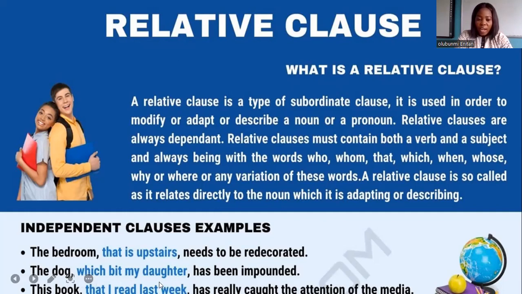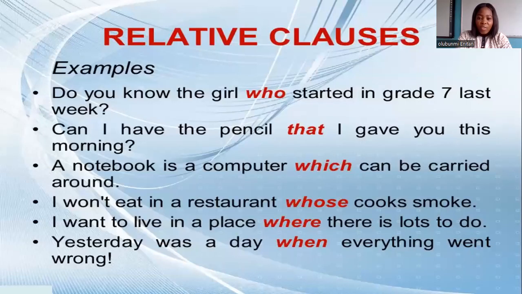This book that I read last week. This is another relative pronoun starting the clause: that I read last week. There's a subject, I, and a verb, read. So it's so easy to know that once you see a clause starting with relative pronouns such as these, giving you more information and describing a noun or a noun phrase, then it's a relative clause. So I believe anyone can understand the relative clause.